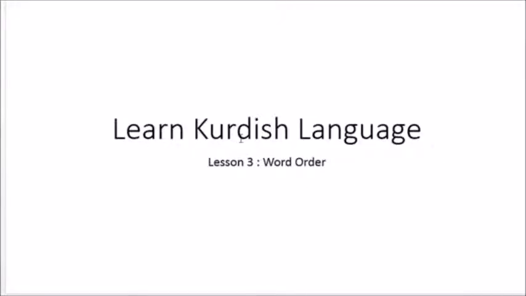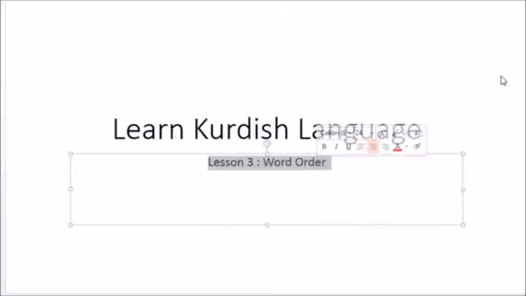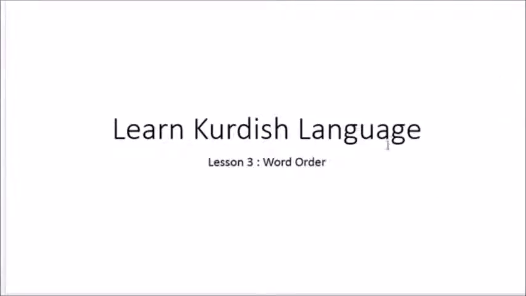And we're going to learn word order. It's our third lesson and we are going to learn word order in Kurdish. But before we start, I want to say that Kurdish and English both are a part of the Indo-European language family. So they are members of the same family, but that doesn't mean the word order is the same. The word order of English and Kurdish is different. So I'm going to explain it right now.